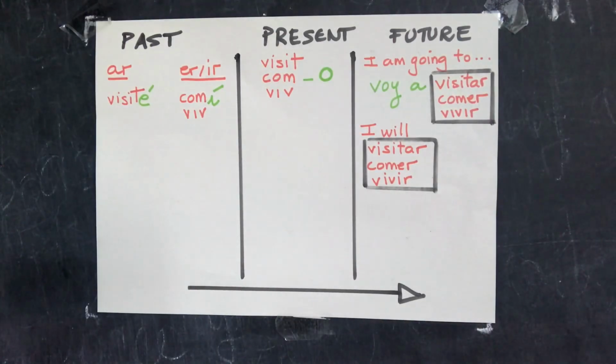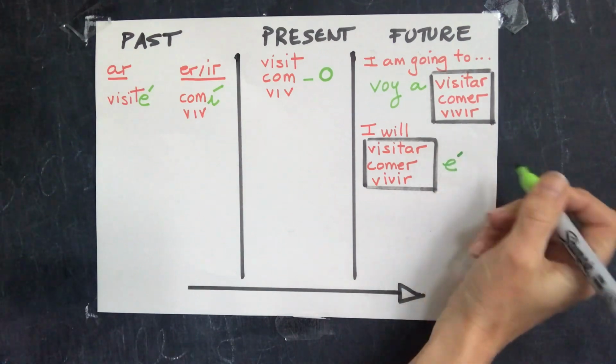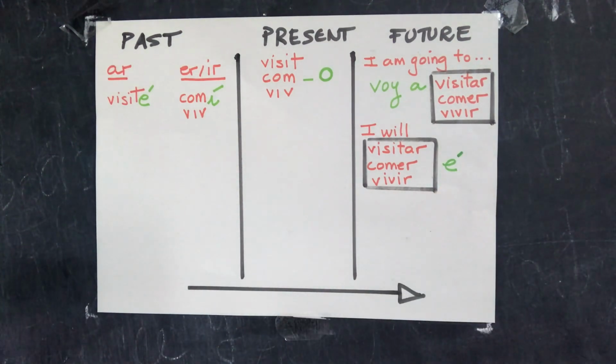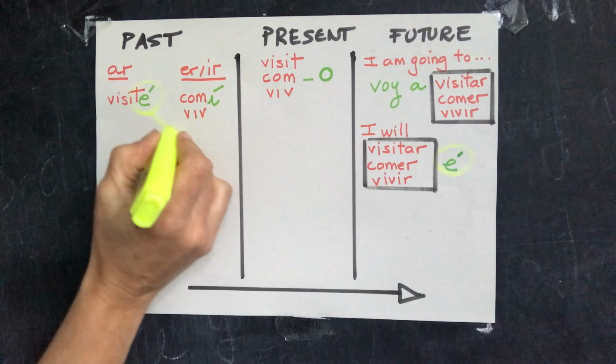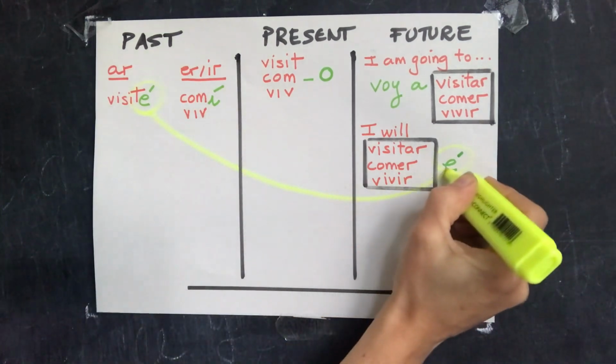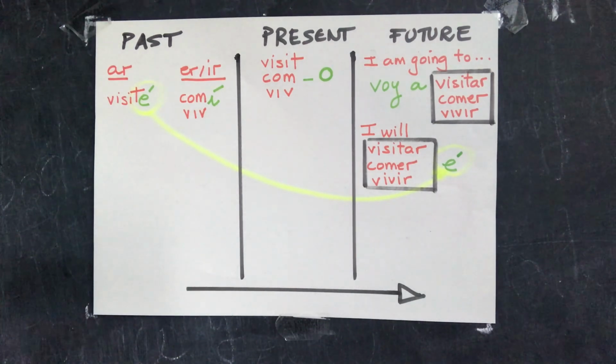What comes now is a bit tricky for 2 reasons mainly. First of all, the letter I'm going to use will be unique for the verbs of the 3 conjugation groups. But also, it is a letter that we have already used in our past conjugation for AR verbs. Visitaré will be I will visit. Comeré will be I will eat. And viviré will be I will live.